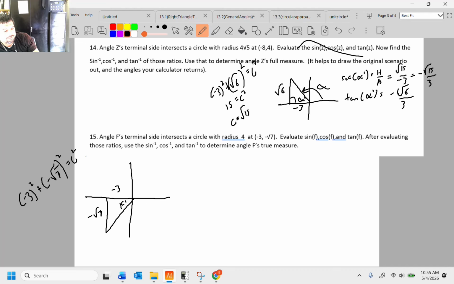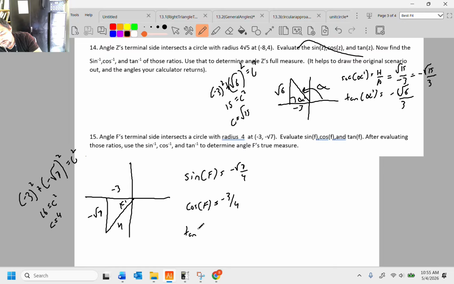We'll have 9 plus 7, right? 16 is c squared, c is 4. Hypotenuse is 4. Seems legit. All right, so the sine of F would be opposite over hypotenuse, negative root 7 over 4. The cosine of F would be adjacent over hypotenuse, negative 3 over 4.